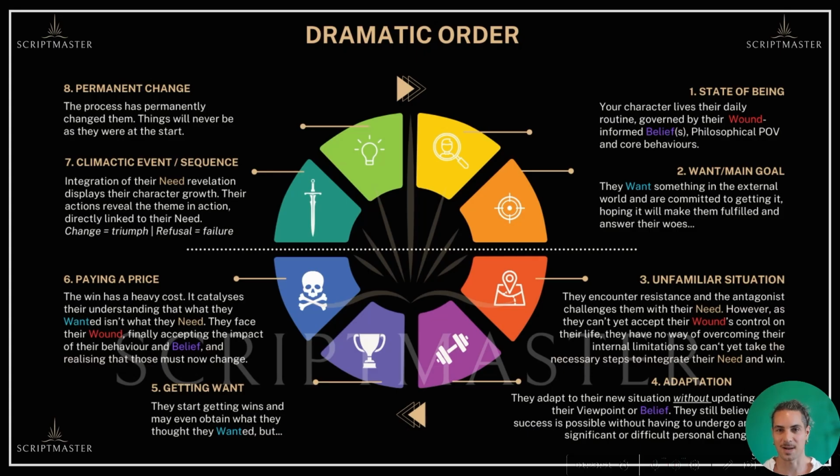And here is the dramatic order template that you can use to reliably bring stories to life and outline them, because all of the scenes and chapters you're imagining will slot into one of these 8 phases to help you order and arrange your story's events and plan those powerful arcs. So the first phase is the character's initial state of being. Here, your character is living their daily life, and that life, as we've covered, is going to be governed by their wound-informed beliefs, their philosophical point of view, and the core behaviors that you are establishing at your story's start.